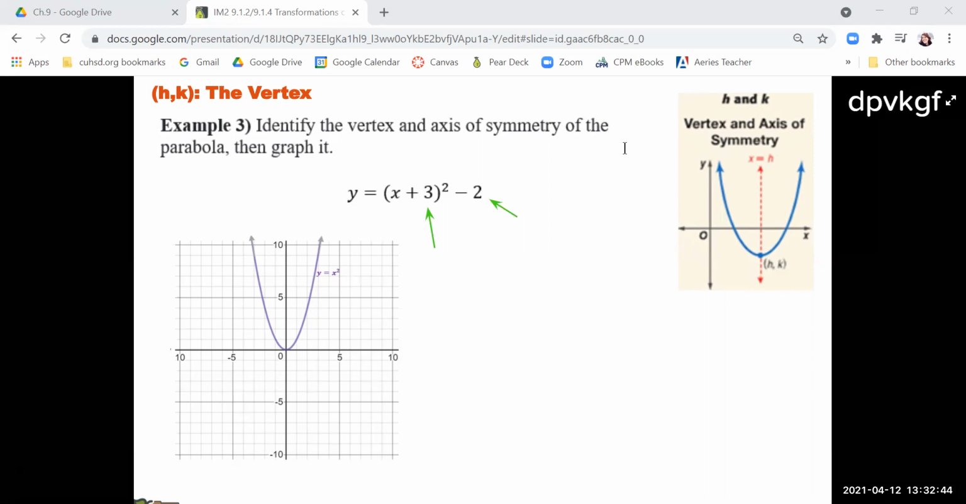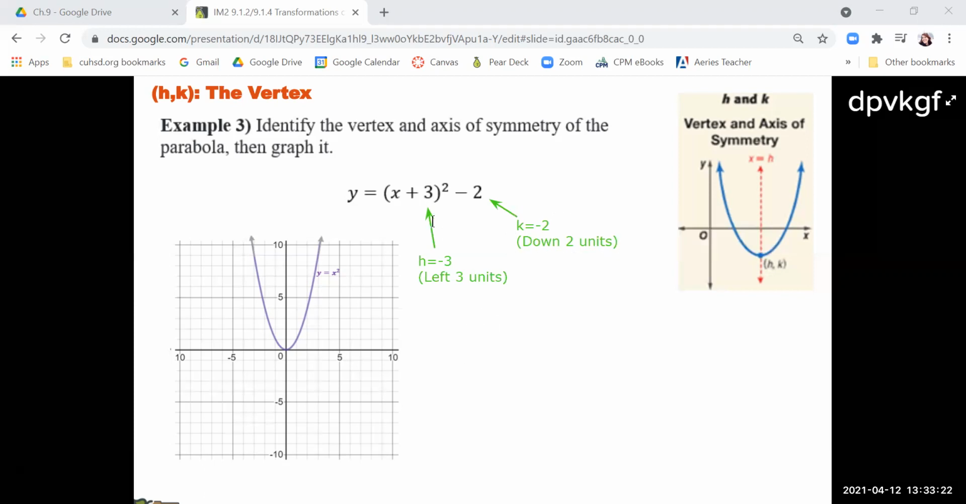So we have, remember, it's always opposite of what we see for H. So H is equal to -3. And if we thought about this in terms of a shift, this would be a left, right? We would move left 3 units. Like if we were thinking about this in terms of a transformation. And then the -2 out here is our K value. So K is equal to -2. And this would represent a downshift of 2 units.